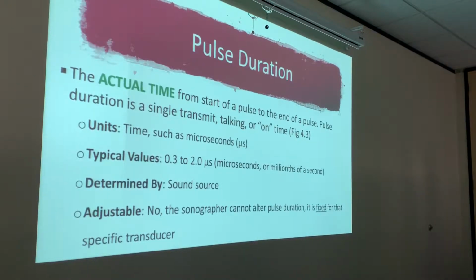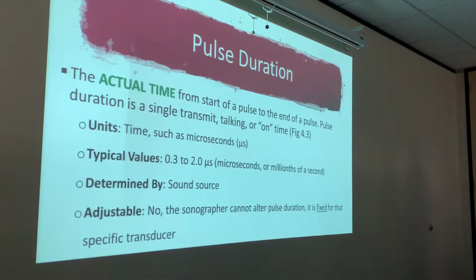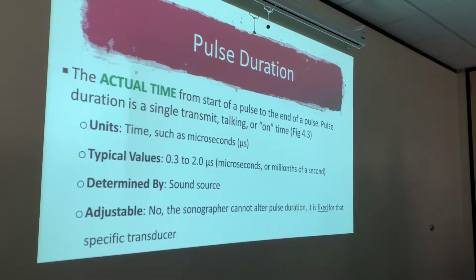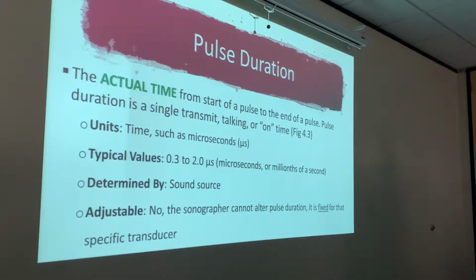Pulse duration is determined by the source, meaning the manufacturer determines the time that these pulses are going to last. We can't change that. We can't change the time it takes to create the pulse from beginning to end. That's determined by the manufacturer when they create these transducers. The only way you can think about changing that would be to change the transducer, because maybe a different transducer has a different pulse duration. But there's no button on the machine that lets us change the length of time that a pulse can be created.